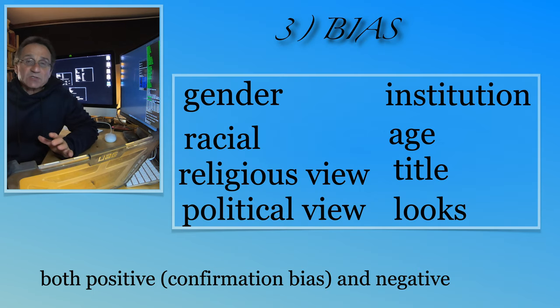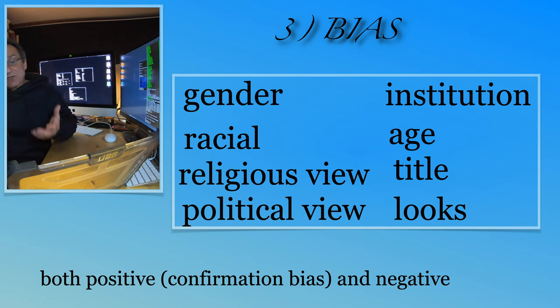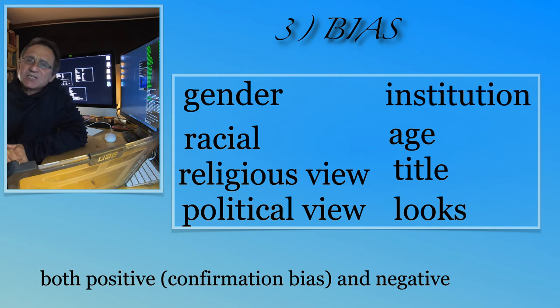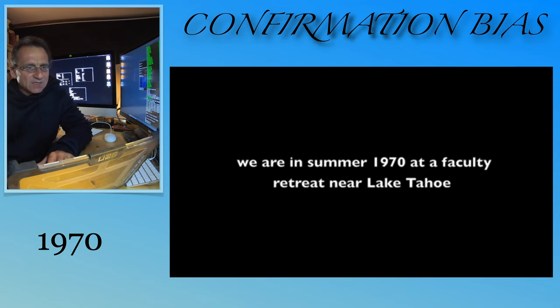And then there is also always, as more psychological, we are humans, bias. So we are all aware of gender, racial, religious, political bias. There's also bias about the institution. If you are a good institution, you have more weight. It's the age bias, title, very important. I will come to this. Or how you look, how you talk.